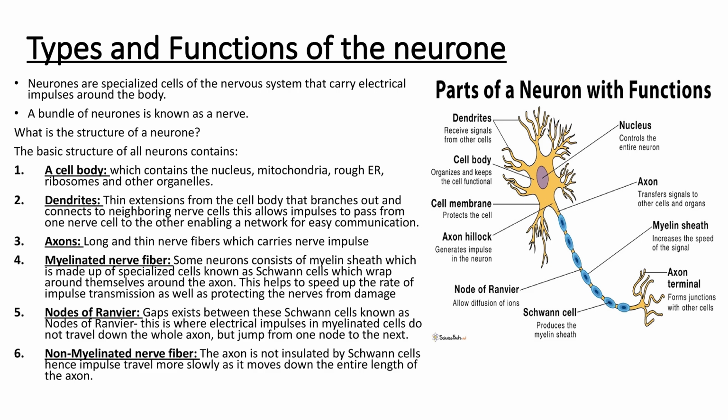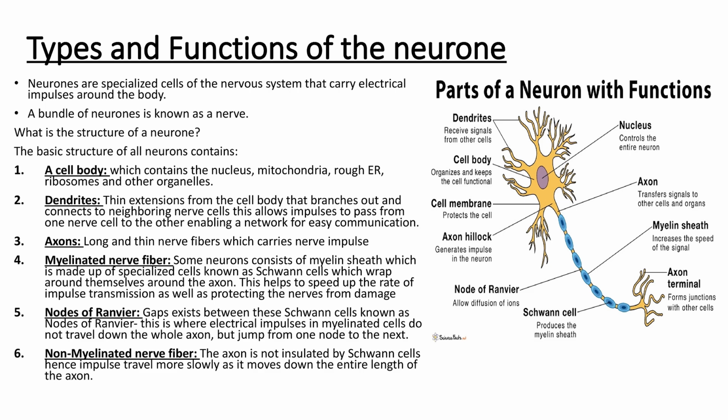Now, what is the structure of a neuron? The basic structure of all neurons contains a cell body, which has the nucleus, mitochondria, rough endoplasmic reticulum, ribosomes, where protein synthesis occurs, and other organelles.